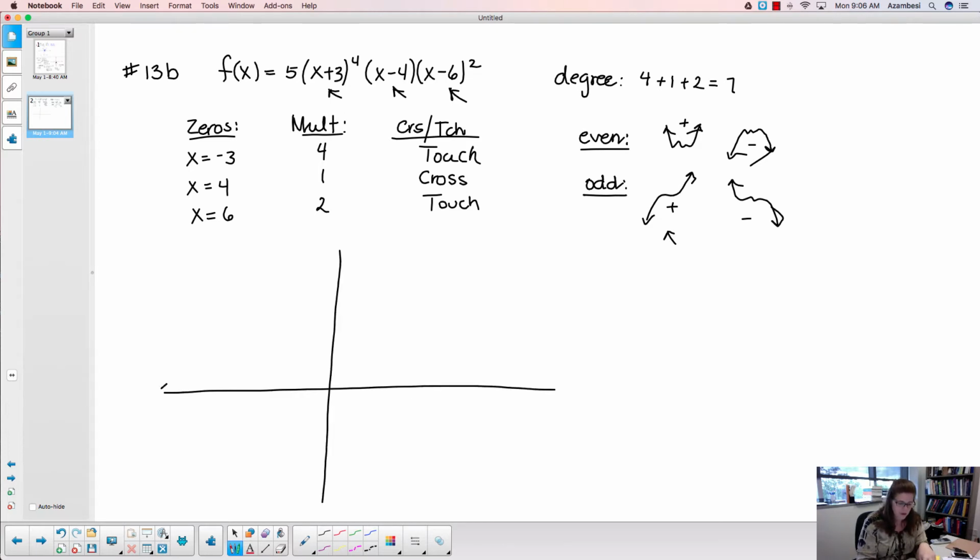And going through, I'm just going to put my zeros on this axis. So I've got a 0 at negative 3, I've got a 0 at 4, and a 0 at 6. And then I'm going to follow my end shape. So at negative 3, I'm going to touch. At 4, which is the next one I come to, I'm going to cross. And at 6, I'm going to touch. And I should pretty naturally end up in that shape. If I don't, I've done something wrong. So expect some sort of analysis of a polynomial.